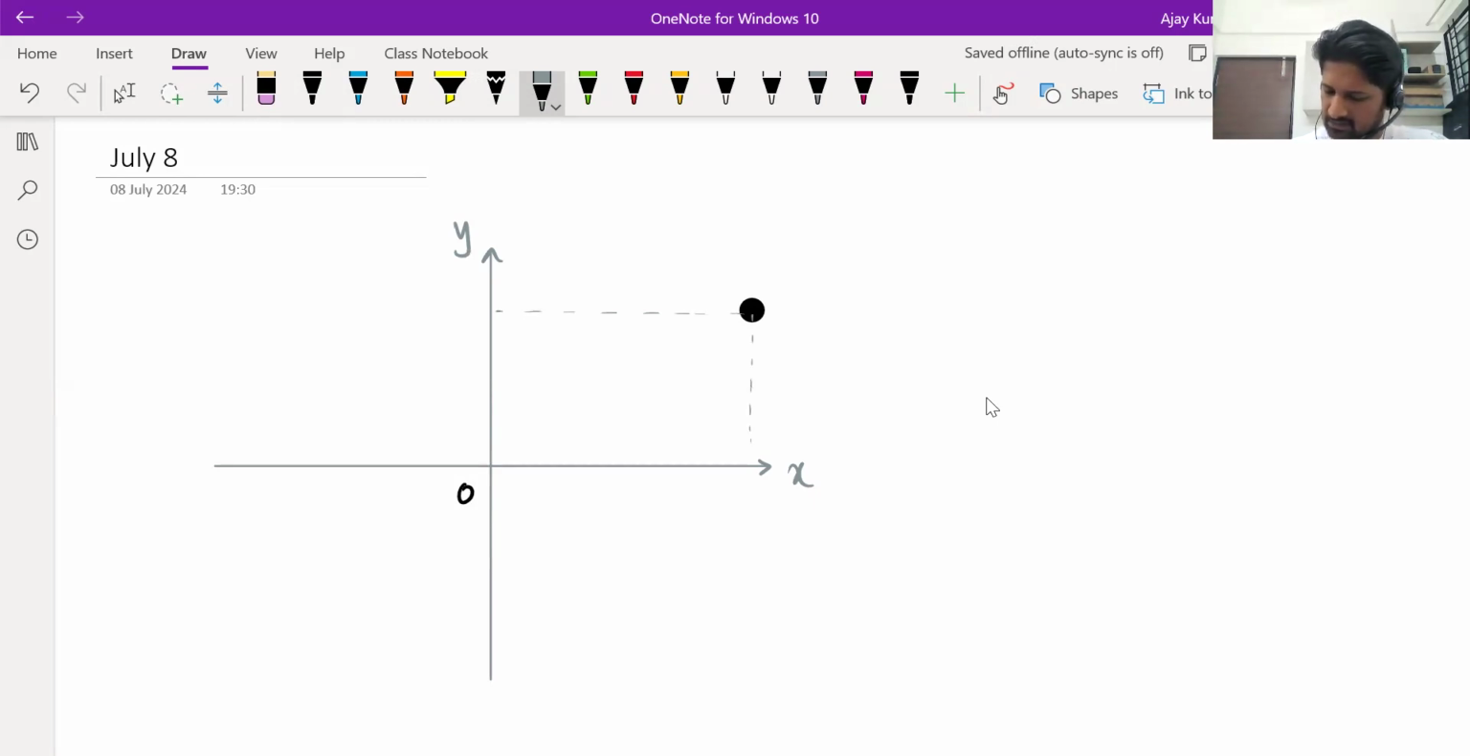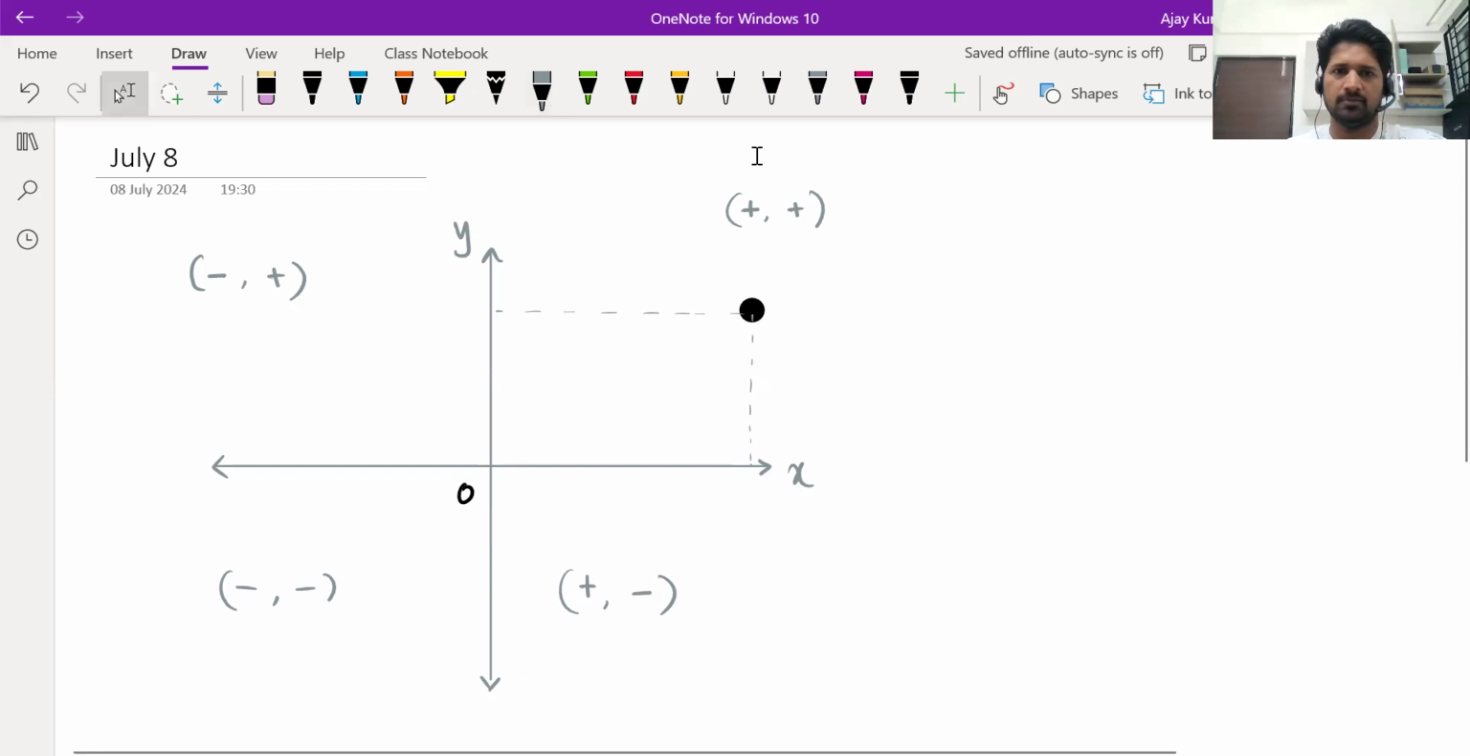from the x-axis. Okay. In the first quadrant, x is positive, y is also positive. In the second quadrant, x coordinates will be negative, y coordinates will be positive. Third quadrant, both x coordinates and y coordinates will be negative. And in the fourth quadrant, x coordinate will be positive and y coordinate will be negative. So by mentioning the x coordinate and y coordinate, we can specify the position of the object in a plane, right?